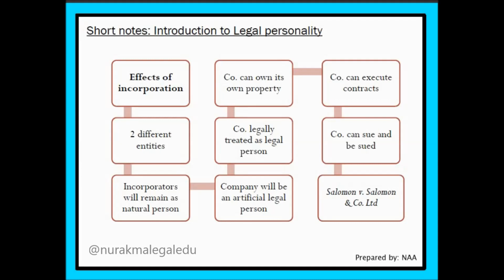Both will be two different entities, in which the incorporators will remain as natural persons, as individuals, while the company will be an artificial legal person, which is a company, but it has legal obligation and legal liability as a natural person. The company will be legally treated as a legal person, hence the company can own its own property, can execute contracts, and can sue and be sued. The precedent case under this legal personality principle is Solomon against Solomon and Company Limited.